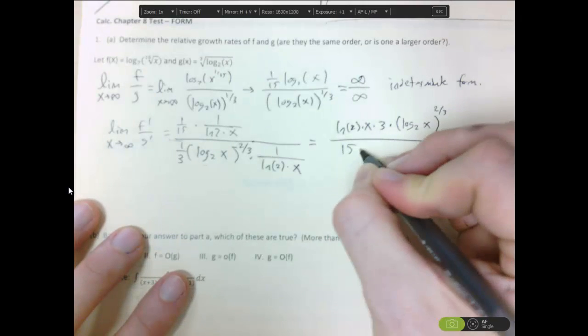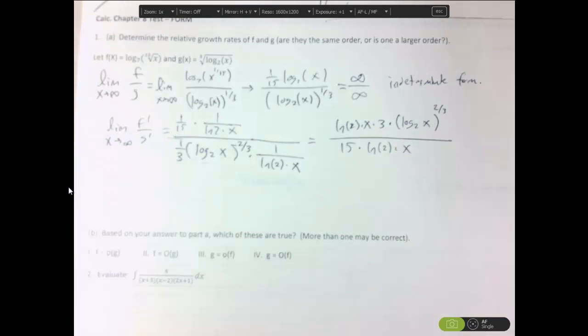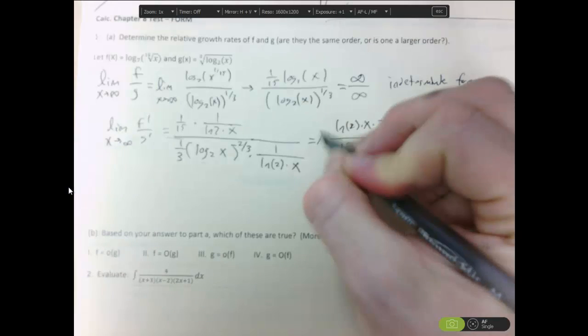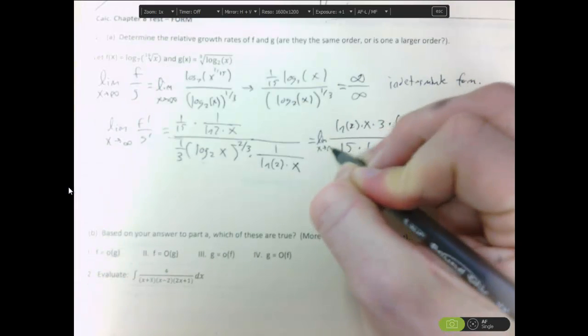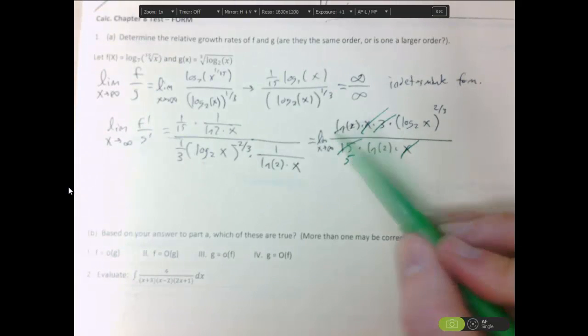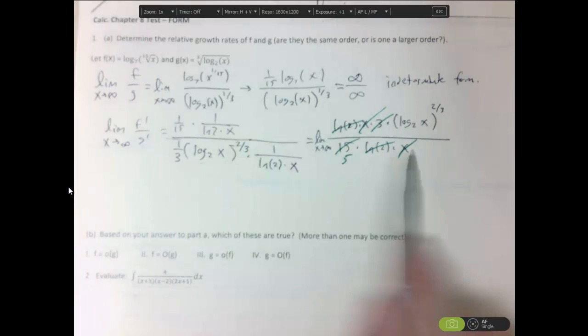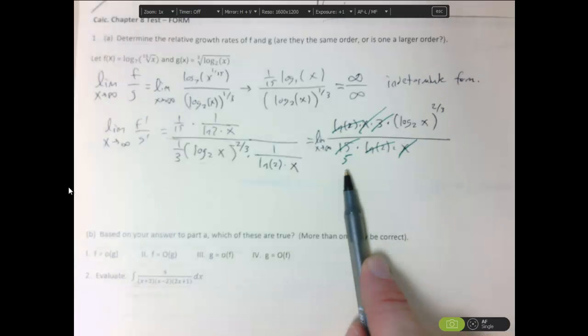So here I've got 15. Here I've got natural log 2. Here I've got x. Let's observe what's canceling. Oh, sorry, the limit is still there. So we're still looking at the limit as x approaches infinity. So the x's cancel. 3 cancels here, leaving 5. Natural log 2's cancel. So the only thing left in the denominator is 5, which is a constant function.